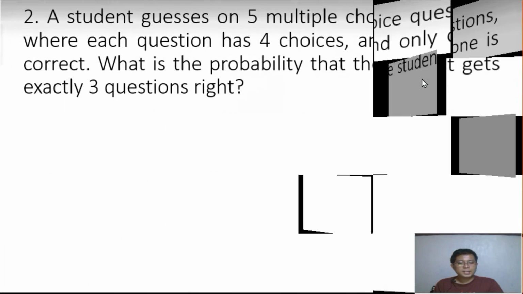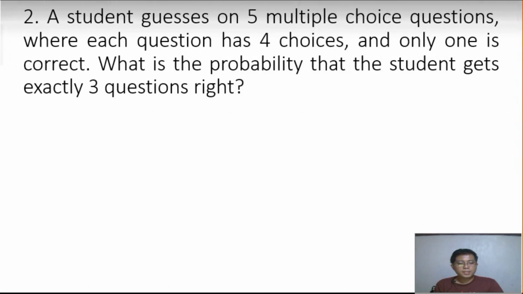Let's take another example. A student guesses on 5 multiple choice questions, where each question has 4 choices and only one is correct. What is the probability that the student gets exactly 3 questions right? So again, we need to find the values of n, p, and k. What is the value of n in this case? If your answer is 5, you are correct.